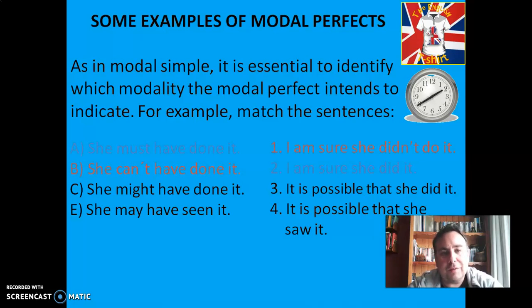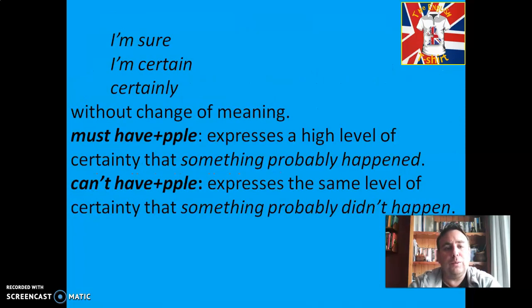She might have done it. It is possible that she did it. It's a remote possibility. And she may have seen it. It is more possible that she saw it. Okay, we are going to see that with I'm sure, I'm certain, or certainly, they are expressions which we can use without change of meaning.